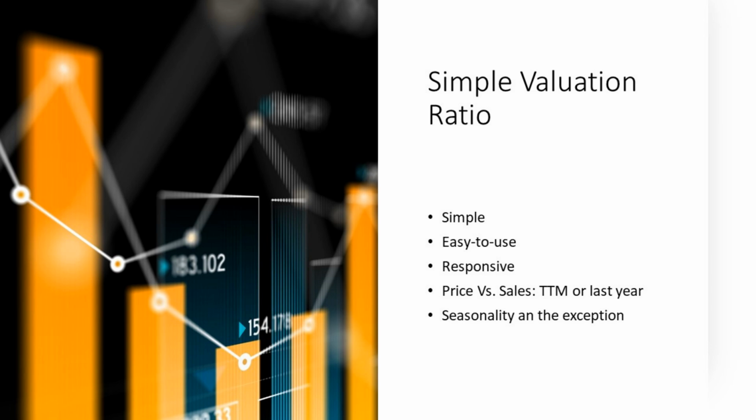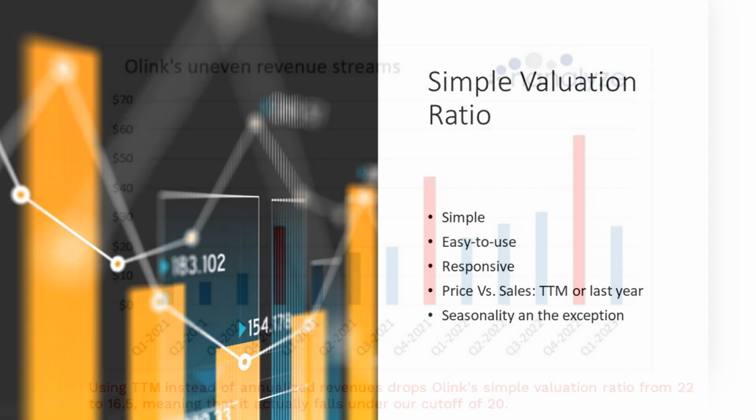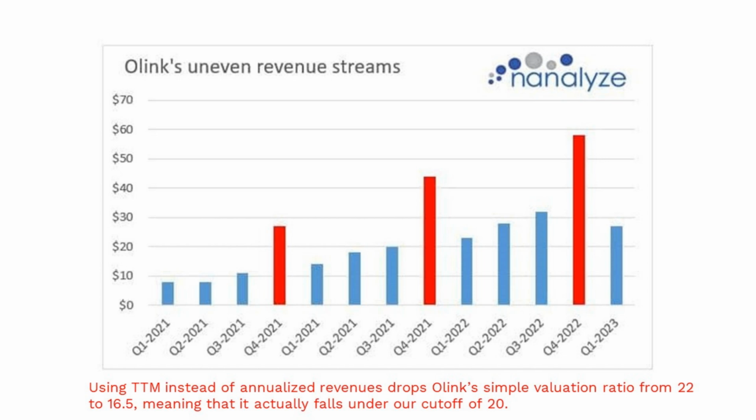And there is an exception to this, and that's seasonality. So take a look at this example. This is a firm called Olink, and our very intelligent paying subscribers were quick to point out that the simple valuation ratio and the way that we calculated it didn't work well for Olink because there's seasonality. And here you can see that.